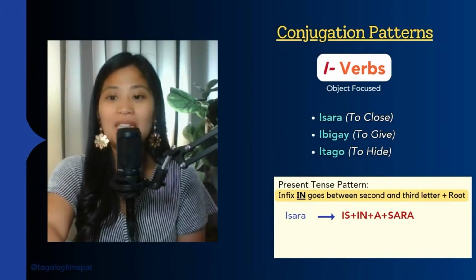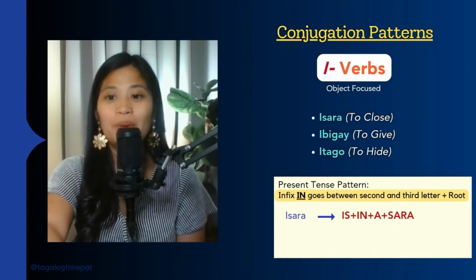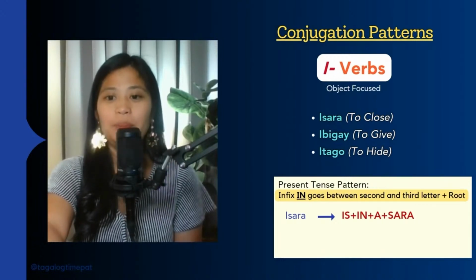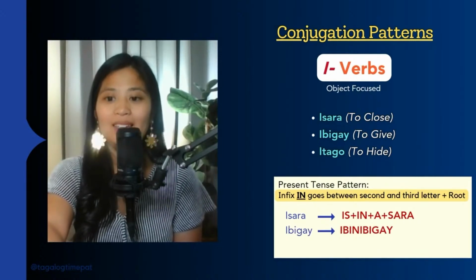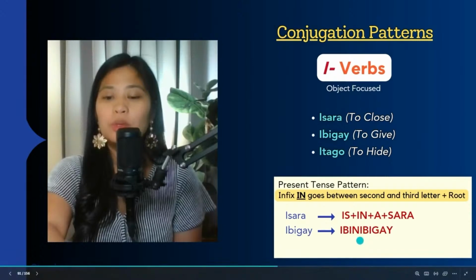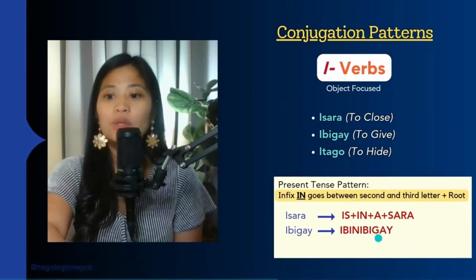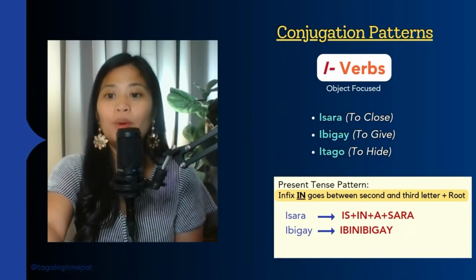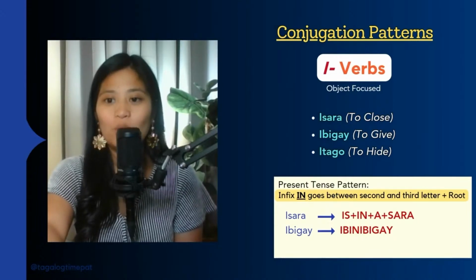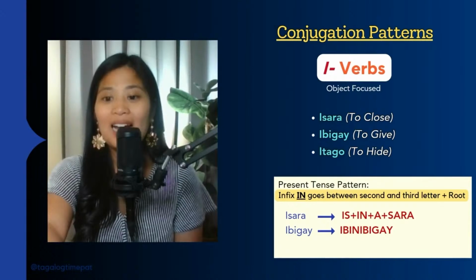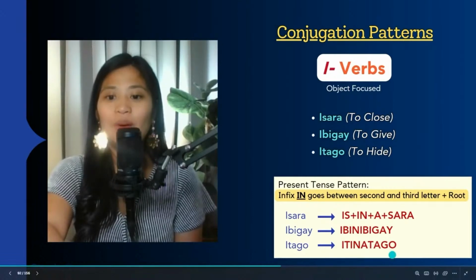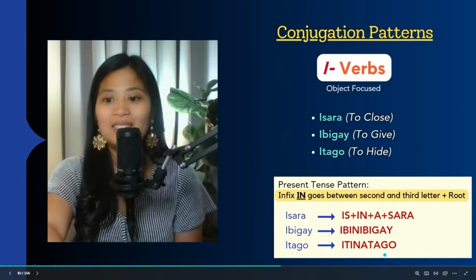You jot it down. What do you think ibigay and itago will be in the present tense? In the present tense, ibigay, to give, will be ibinibigay. In just goes between the second and third letter, and then it's the root at the end. Ibinibigay ko, I am giving something to someone. Lastly, itago, to hide, in the present tense will be itinatago. The in just goes between the second and third letter, and then the root goes at the end.